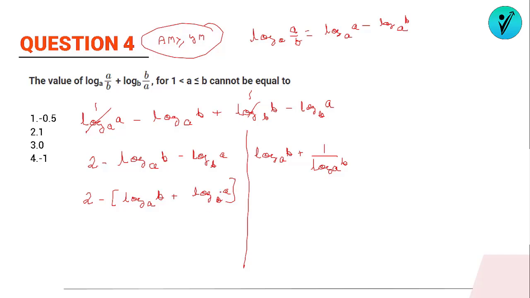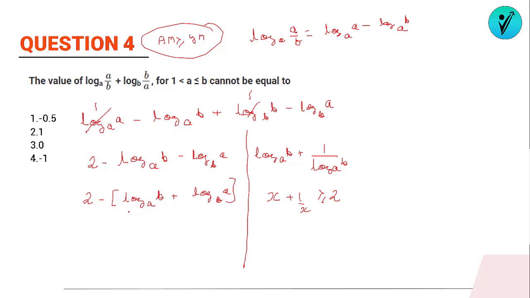Okay, we can interchange base and number. So if you interchange, it comes as 1 upon. Now see, this is also x and this is also x. Simply our expression becomes x plus 1 upon x. So what is the value of x plus 1 upon x? The value of x plus 1 upon x will be either equal to 2 or greater than 2.